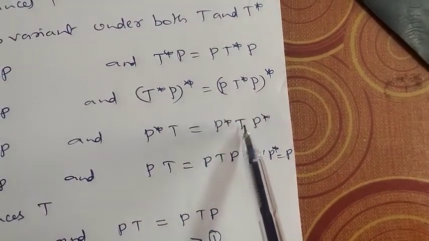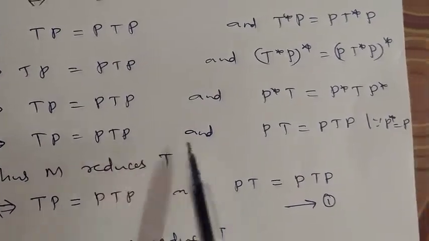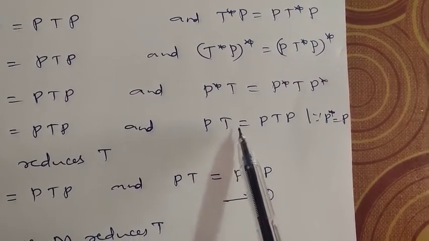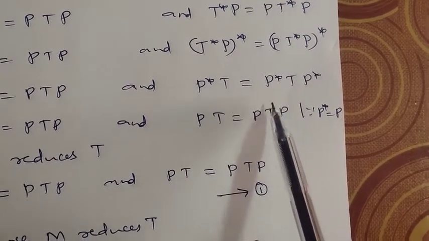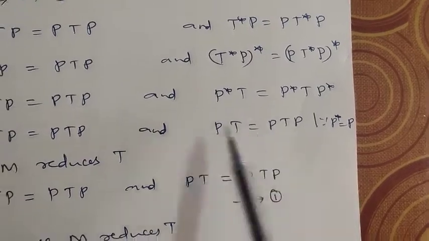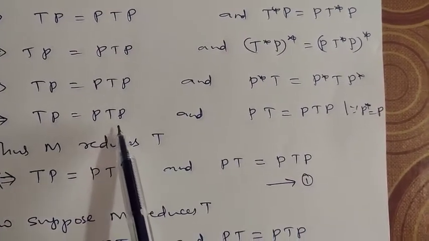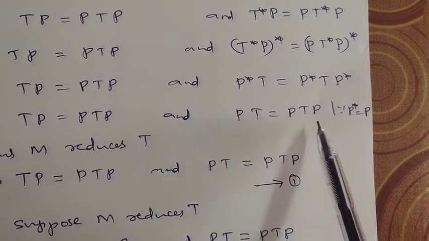So this implies PT is equal to PTP, and this P star is P because P is a projection. P into T is equal to P, again P star is P, PTP. Therefore, if and only if TP is equal to PTP and PT is equal to PTP.